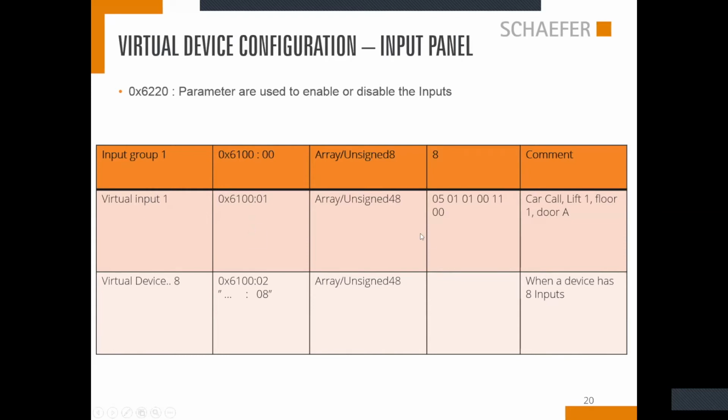I have shown here an example where virtual input 1 has been configured as a core call button. When it reads it, it would get this message. 05 is defined by this Lift application profile as a core call, and 01 shows which Lift it is connected to, the next 01 shows which floor, then 11 shows the destination door and the source door, and 00 shows the status.